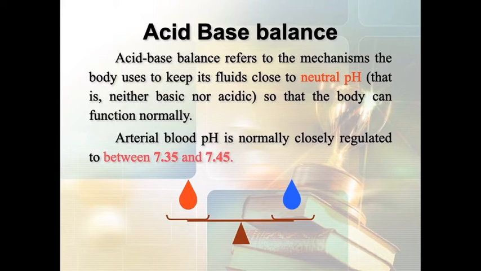Acid-base balance refers to the mechanism the body uses to keep its fluids close to neutral pH, that is neither basic nor acidic, so that the body can function normally. Arterial blood pH is normally closely regulated to between 7.35 and 7.45. Please keep these red words in your mind, as they might be the answers to questions in quizzes.